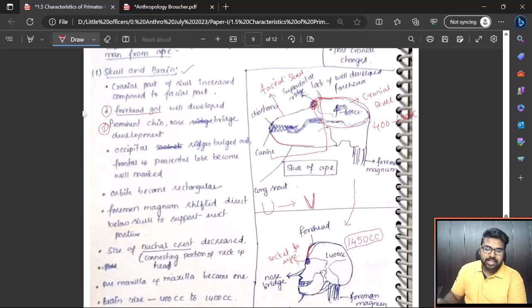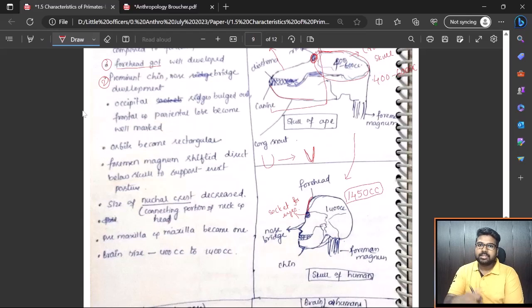They started developing. So this is another change, and as a result of it, the orbits, where the eyes are placed, these holes are called orbits. If we see the skull, I think I have to make it bigger. So if you see the skull here, these are called the orbits. The orbits became rectangular so that they can accommodate the eye and better protect the eye. This is another change that has happened.